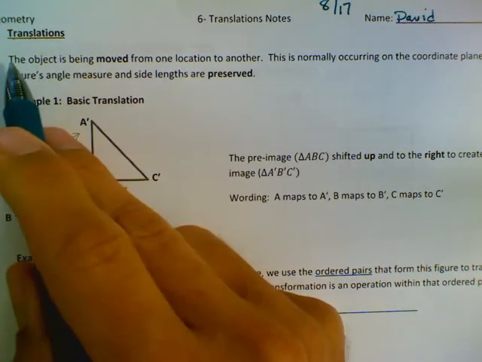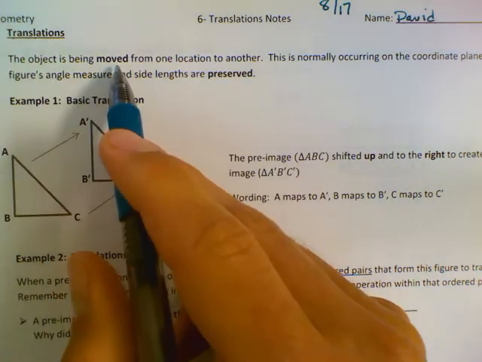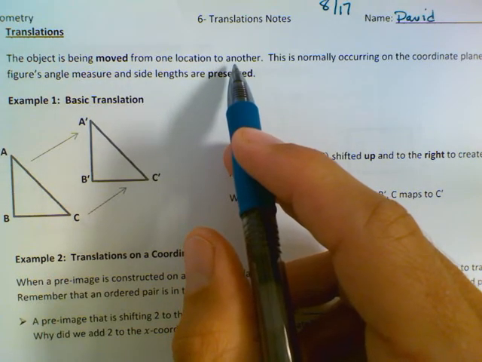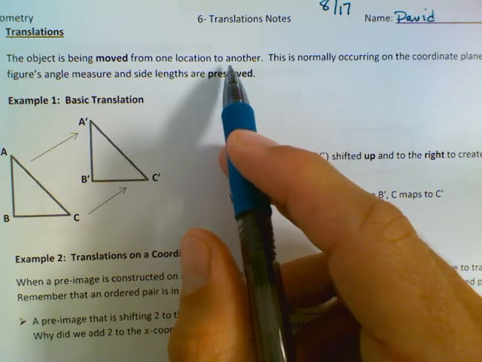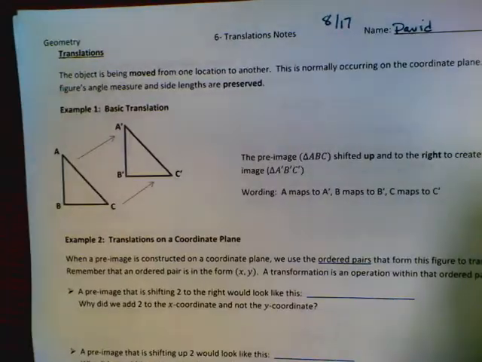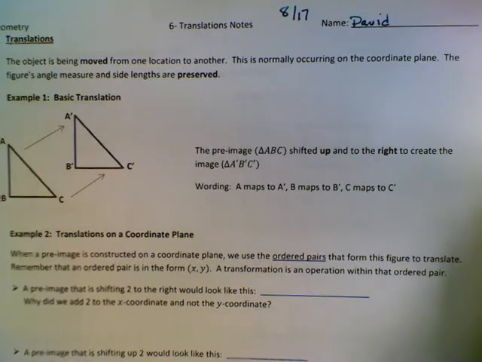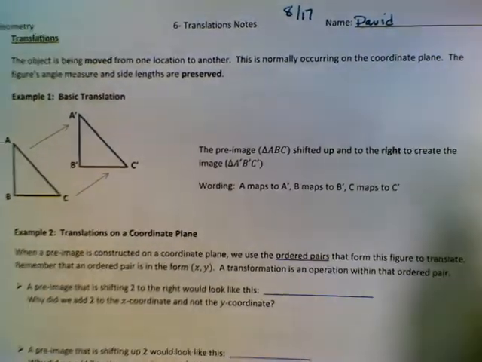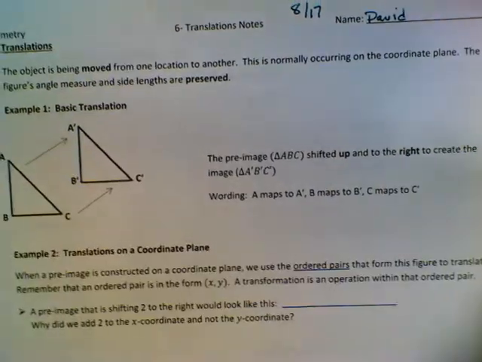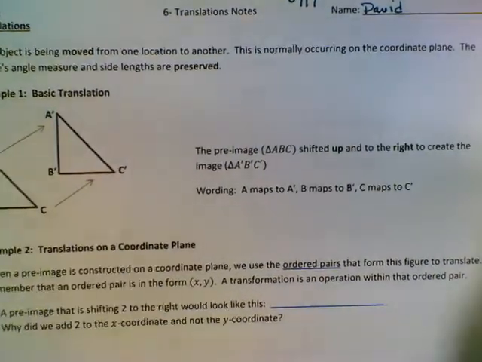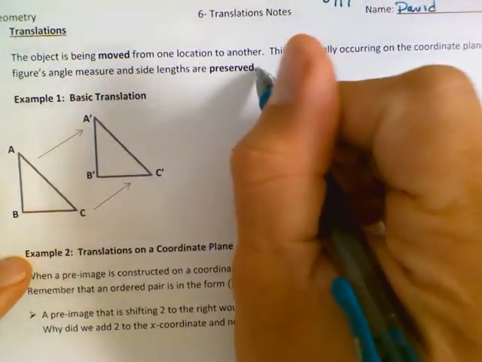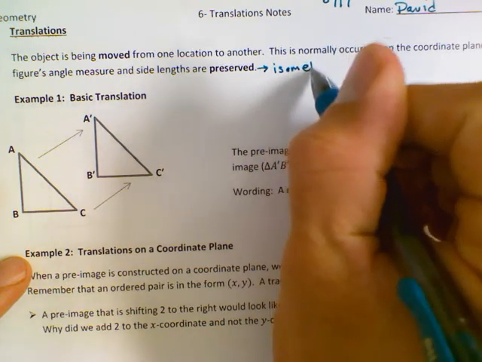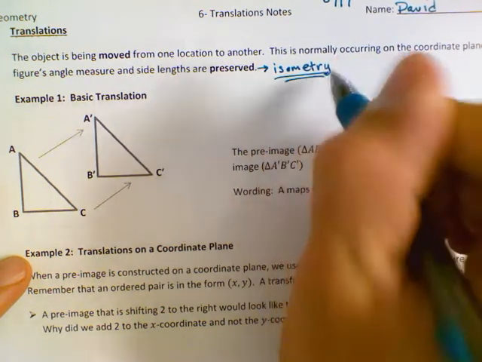So a translation is when an object is being moved from one location to another without any kind of rotations. Okay? This is normally occurring on the coordinate plane. The figure's angle measure and side length are preserved. Now we said in the last video that if the figure's angle measure and side lengths are preserved, then that means that it is a type of isometry. Okay, so isometry is one of those words that we're going to be tested on.